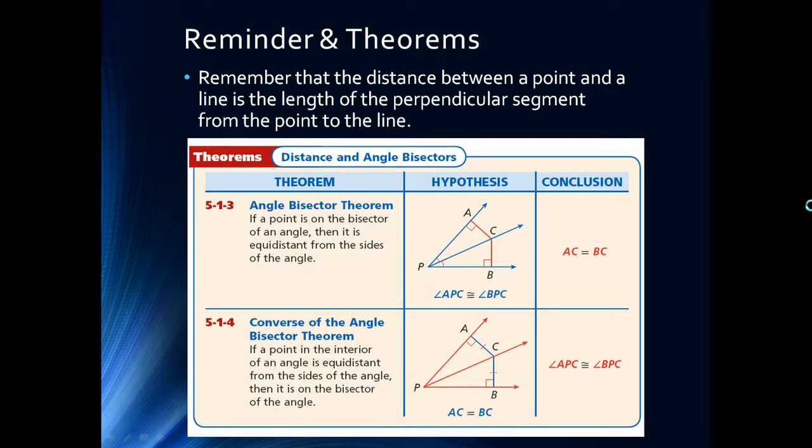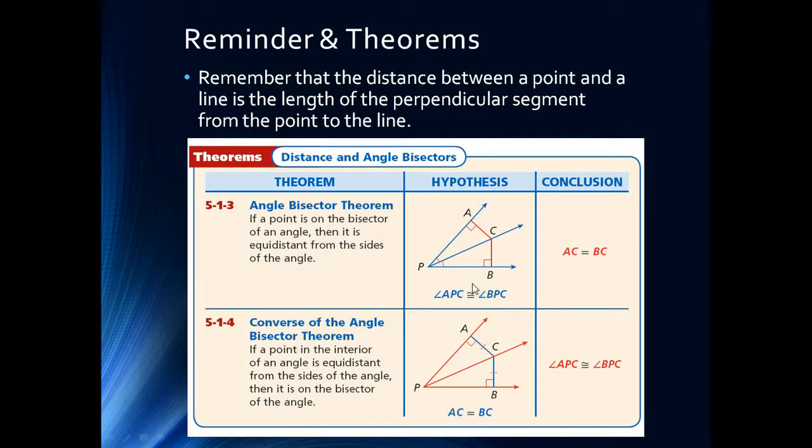We have two other theorems, 5.13 and 5.14. These are the angle bisector theorem and the converse of the angle bisector theorem. If a point is on the bisector of an angle, then it is equidistant from the sides of the angle.